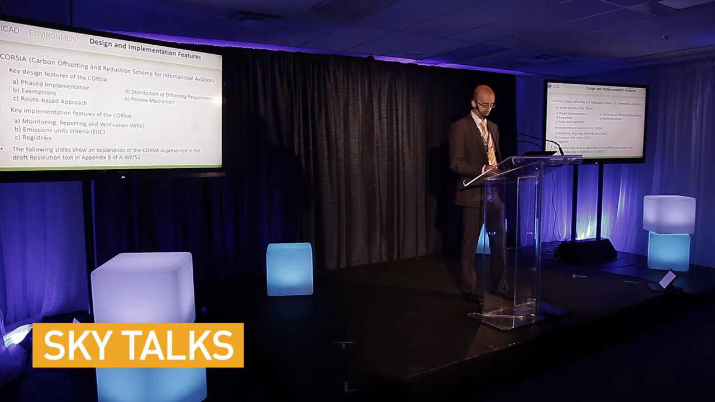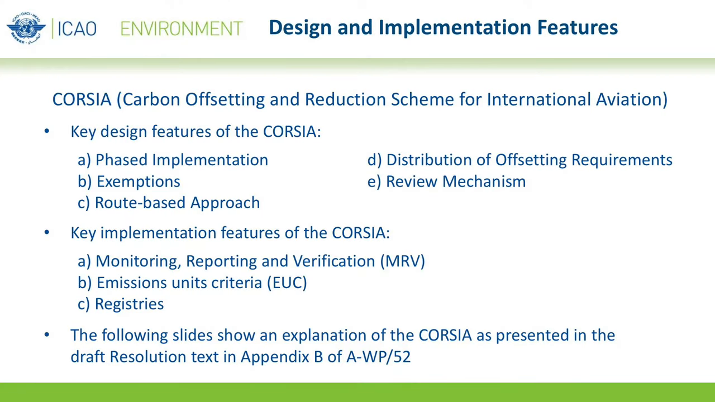The result of this process that we have very briefly looked at is that the global MBM scheme for international aviation is defined as CORSIA, which is an acronym which stands for Carbon Offsetting and Reduction Scheme for International Aviation. In the slide, you can see the main design and implementation features of the CORSIA as they are defined in the draft Assembly resolution text included in Assembly Working Paper 52.